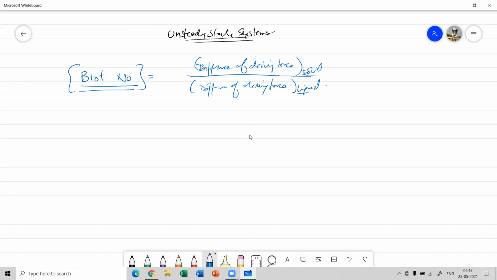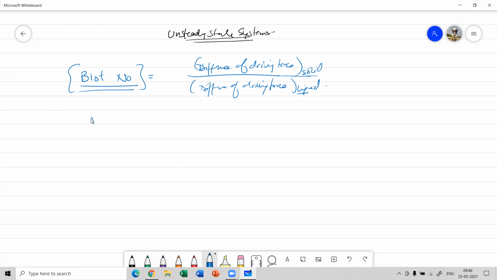Now, the driving force in heat transfer can be the temperature difference. The driving force in mass transfer can be the concentration difference. So the temperature difference in the solid to the temperature difference in the liquid, that ratio is the Biot number. And similarly, the concentration difference in the solid and the concentration difference in the liquid, that ratio is the Biot number for mass transfer.